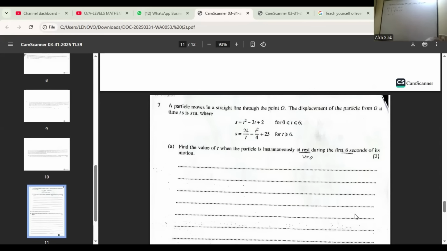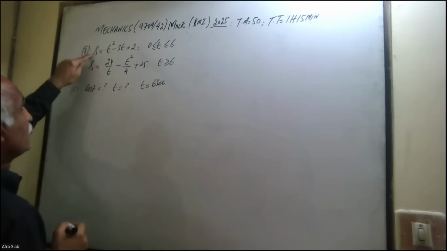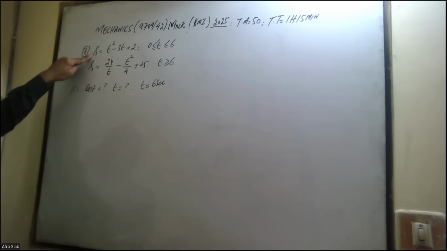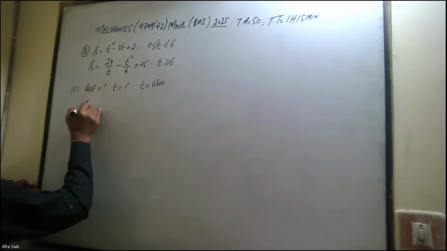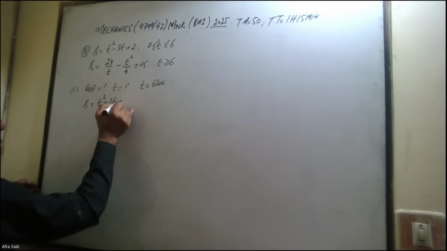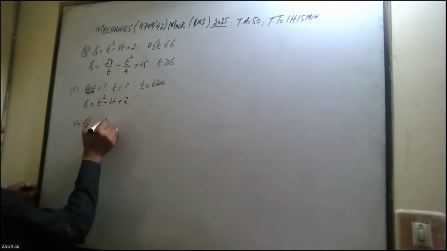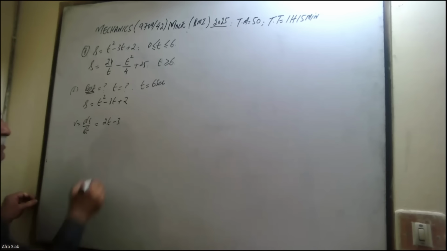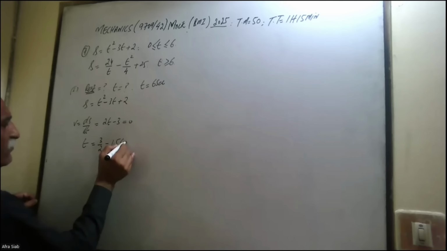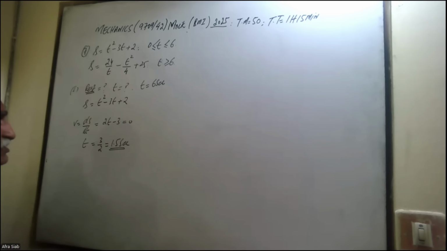Since we need the value of t up till 6 seconds, the equation to use is s = t² − 3t + 2. It is at rest. Rest means what? Velocity is equal to 0. Velocity means ds/dt, that is 2t − 3, and that is equal to 0. So t = 3/2, that is 1.5 seconds. So up till 6 seconds, t = 1.5 seconds is when the particle is at rest.